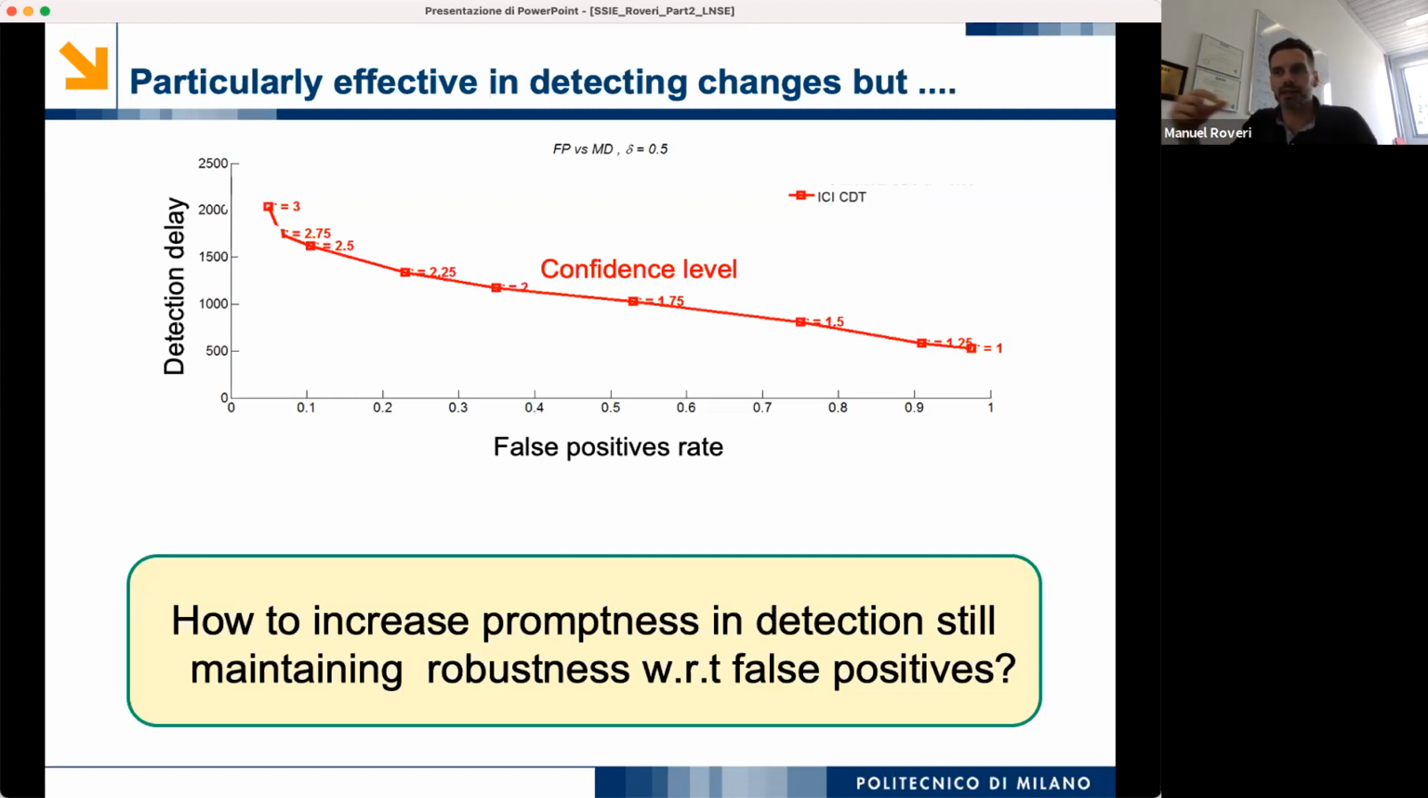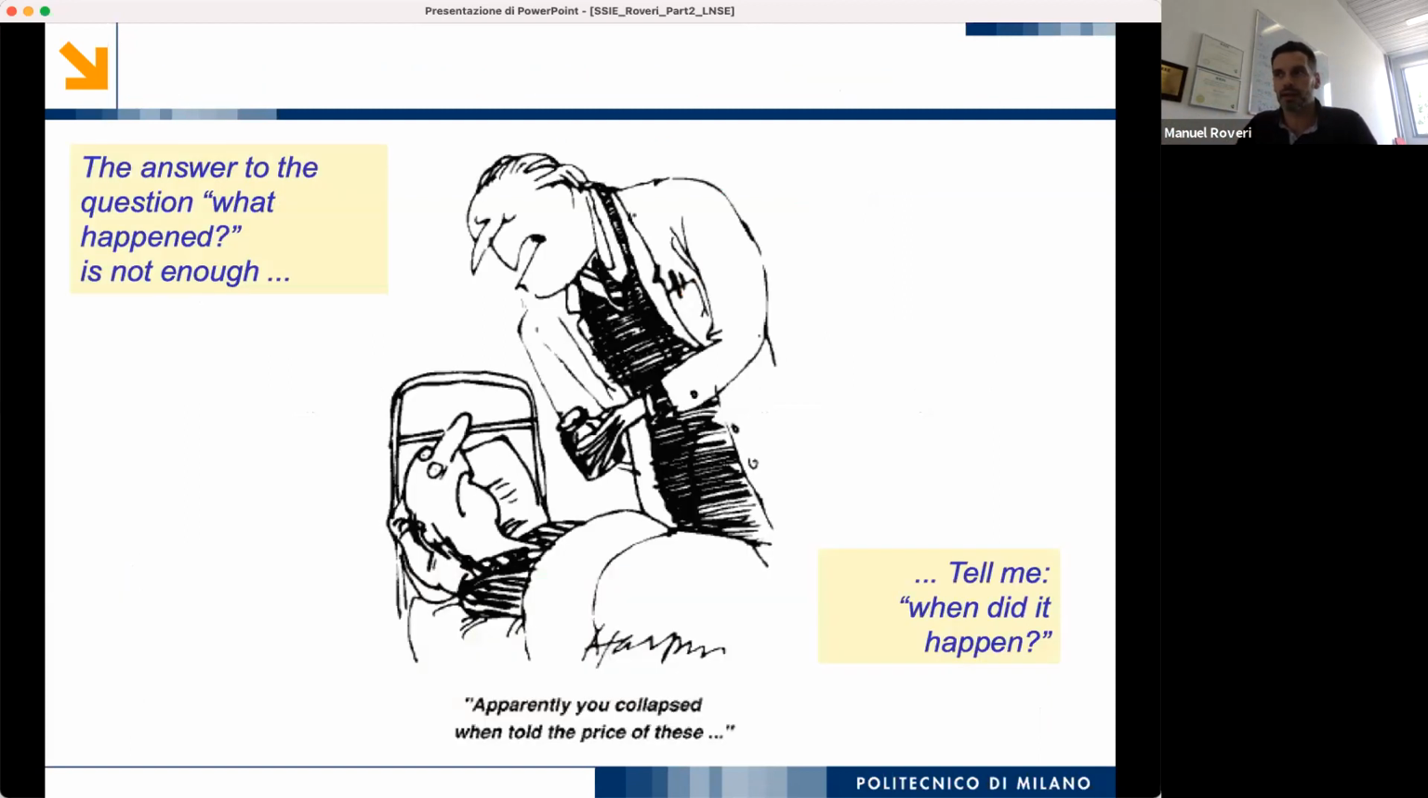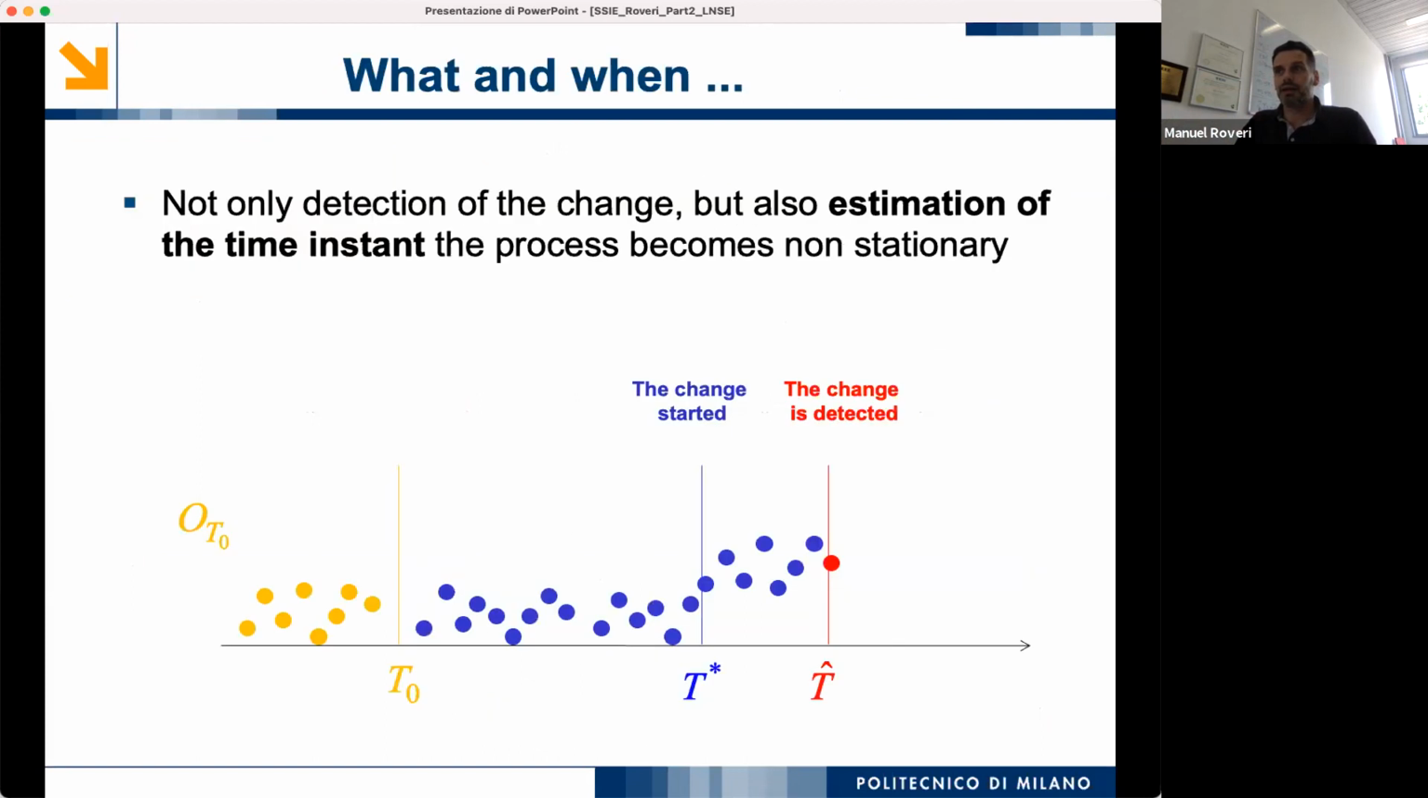So the problem is, how can I have a very effective change detection test that is prompt in detecting while granting low false positive detection? We have to understand not only what happened, but when something happened. So let me show this example, and then I am going to the end of my presentation.